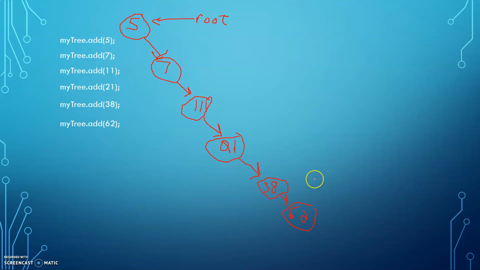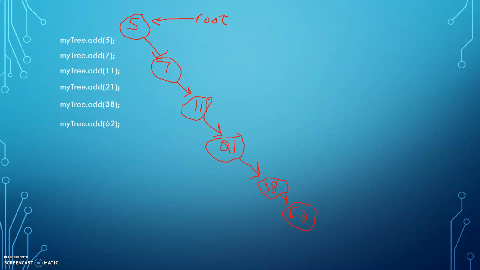So this would be, in a sense, our worst case scenario for an add. With the add method, if the values being added are in increasing order or in decreasing order, then when we're adding the nth element, we have to move n times to the right to get to the next place to add the value. So this is a badly unbalanced tree.